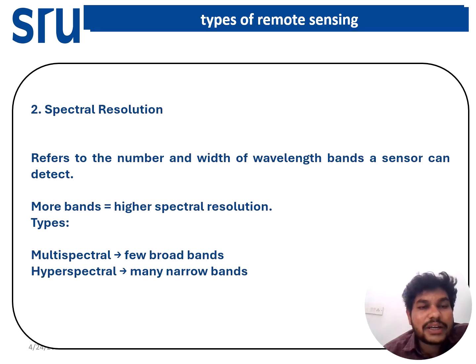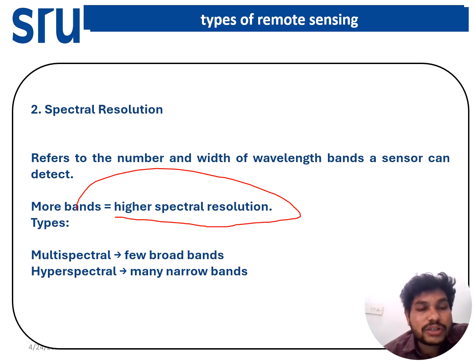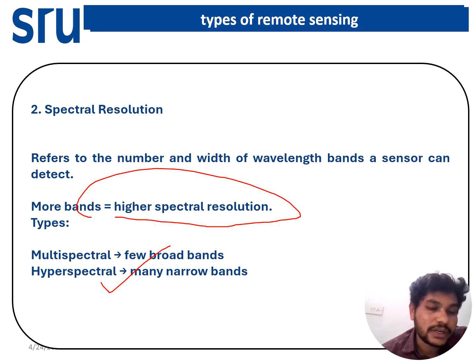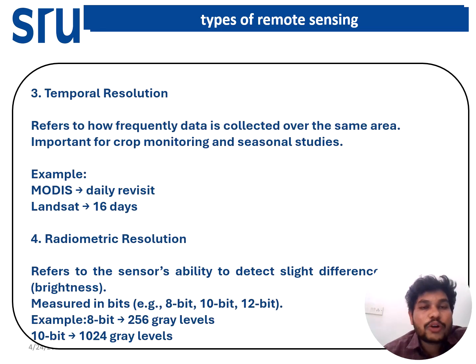Spectral resolution is the number and width of the wavelength bands the sensor can detect. So the more the bands, the higher the spectral resolution. Hyperspectral gives more spectral resolution compared to multispectral. Then the temporal resolution.